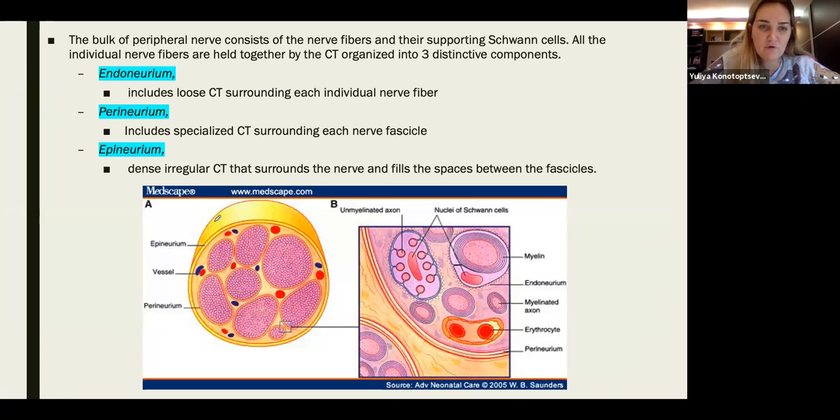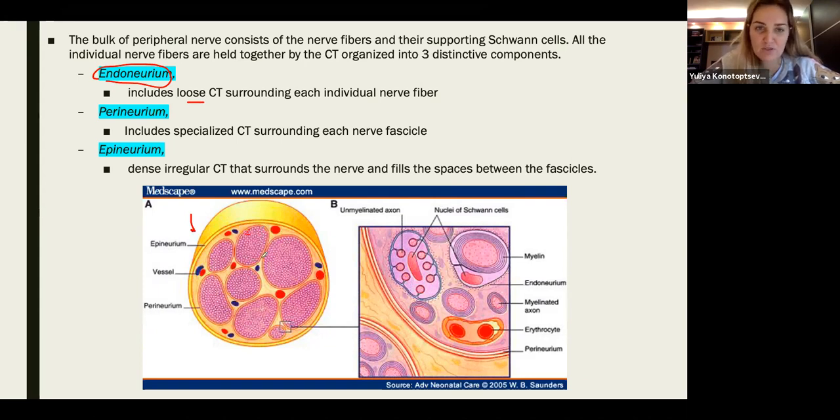So the peripheral nerve, this is what you can see here. It's a cross section of it. Its composition is actually very similar to muscle. What you see here, these dots are axons. Each of these dots is an axon. Outside of the axon, you can see there is endoneurium. This is a loose connective tissue which surrounds an individual nerve fiber or axon.